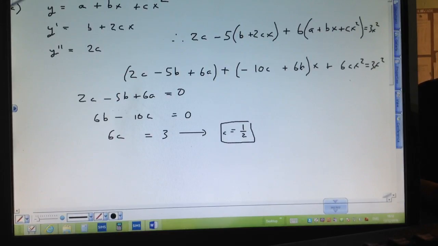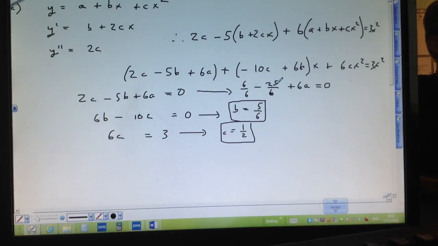Okay, I can now use that for this equation just here. So I've got a half of that is 5, throw it over, and then b is equal to 5 divided by 6, 5/6. And then finally, you can use it for this bit here, which is 2 lots of c, which is 1, minus 5 lots of b, well that's going to be 25 over 6, plus 6 lots of a is equal to 0. Get this over 6, that's the same as saying 6 sixths, which gives you minus 19 over 6, comes over, so 6a is equal to 19 over 6. Divide by 6, so a is equal to 19 over 36, which won't cancel.